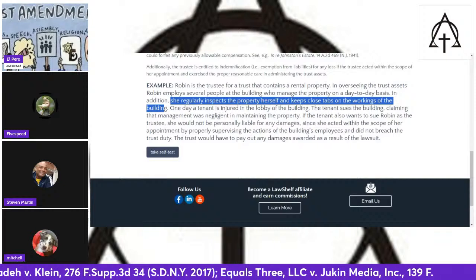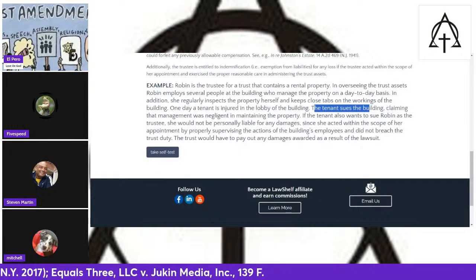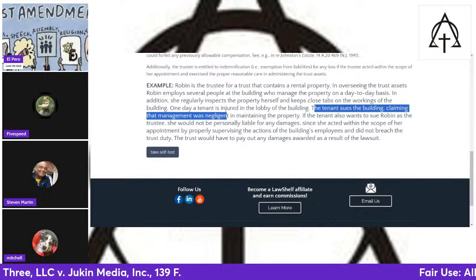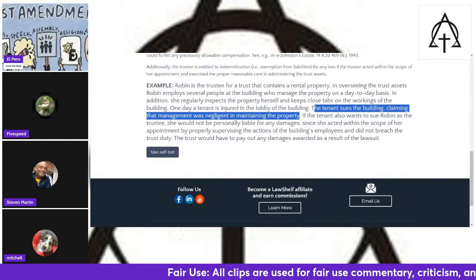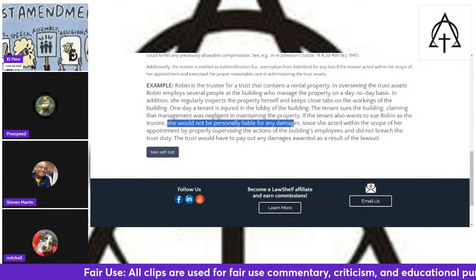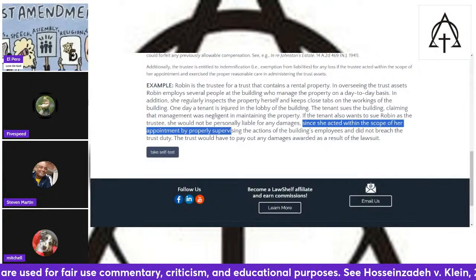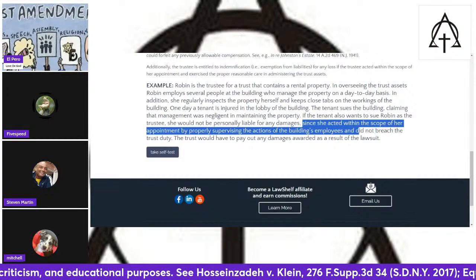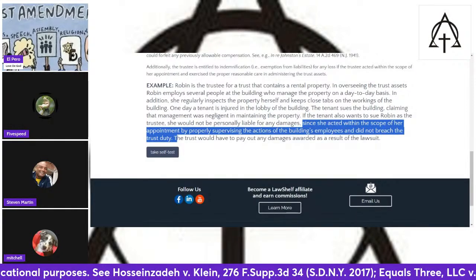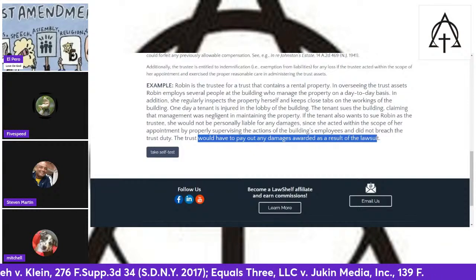One day, a tenant is injured in the lobby of the building. The tenant sues the building, claiming that management was negligent in maintaining the property. If the tenant also wants to sue Robin as the trustee, she would not be personally liable for any damages, since she acted within the scope of her appointment by properly supervising the actions of the building's employees and did not breach the trust duty. The trust would have to pay out any damages awarded as a result of the lawsuit.